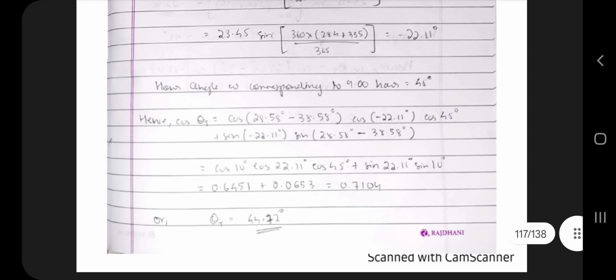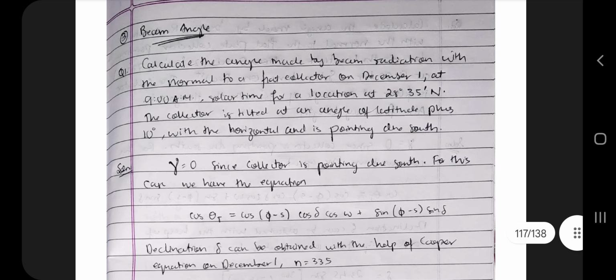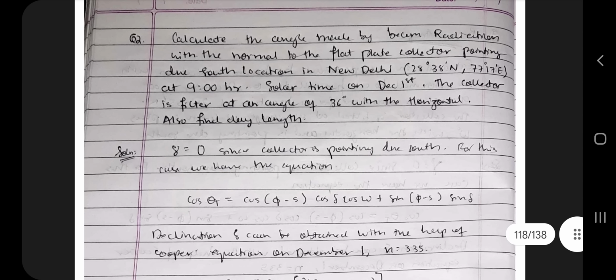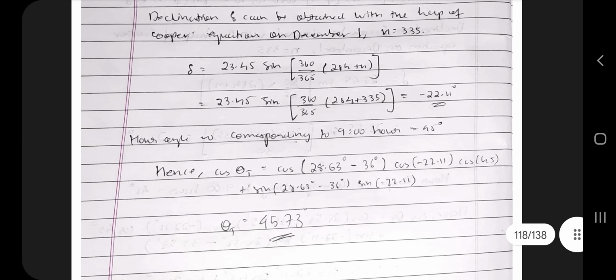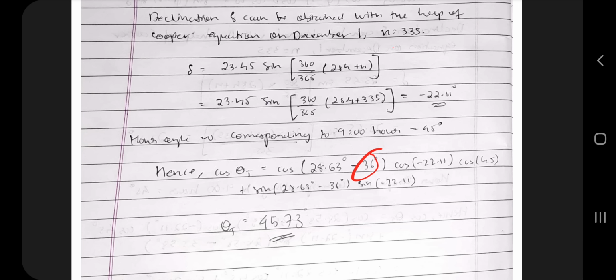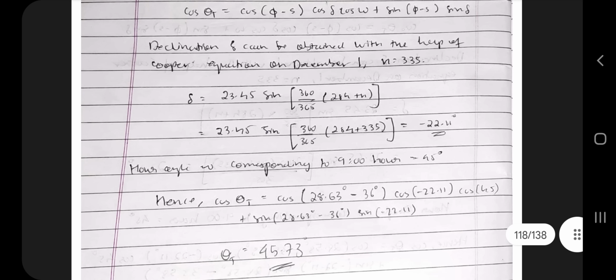In the previous question, how we got 38.58 is that it is given in the question that it is tilted at an angle of latitude plus 10. Latitude plus 10 means 28.35 plus 10, which is 38.35, and 38.35 is equivalent to 38.58 degree. So that's what I have written here, 38.58 degree in this equation. That's why the answer was 10, and here the answer is minus 36. Calculate the theta t value, and easily you will get the beam radiation angle value.